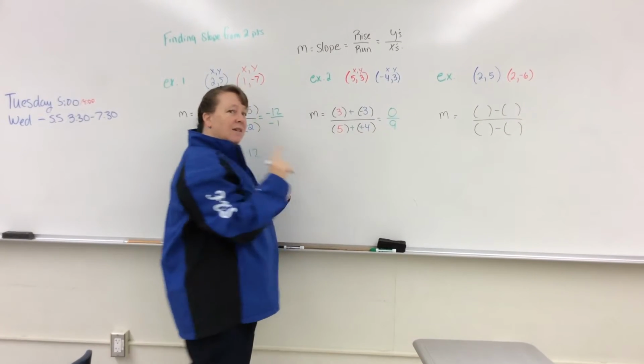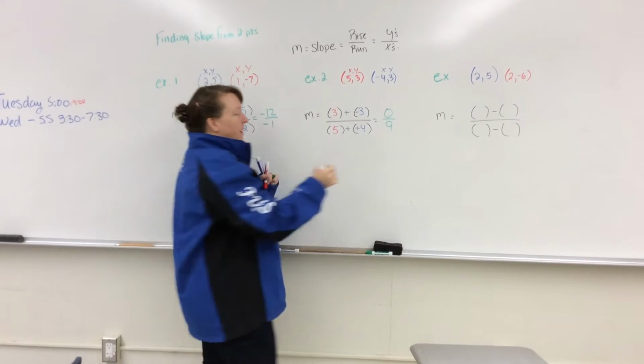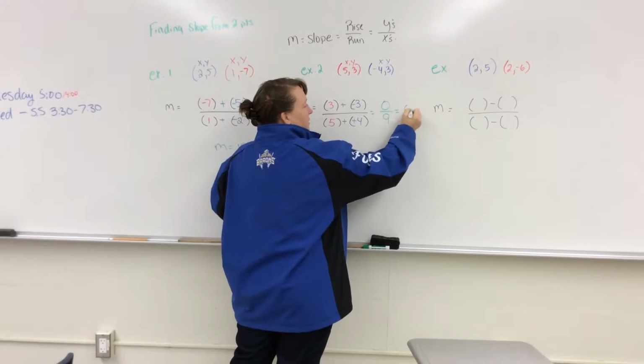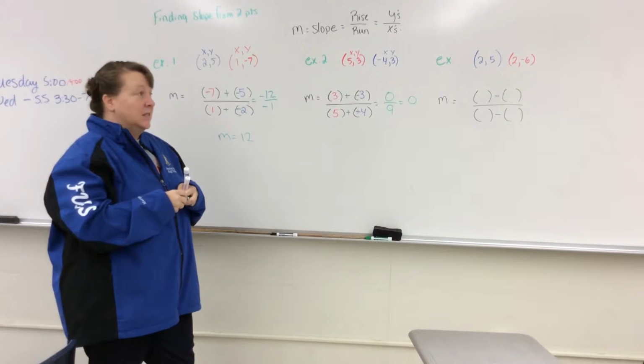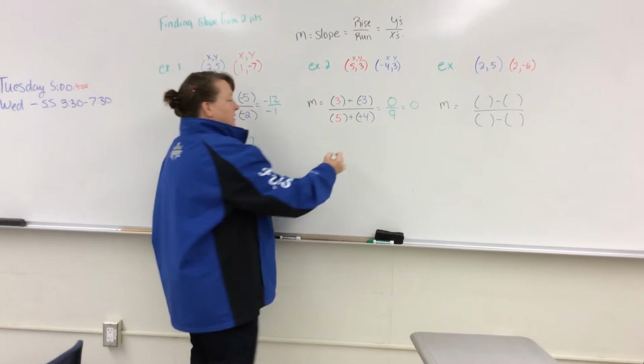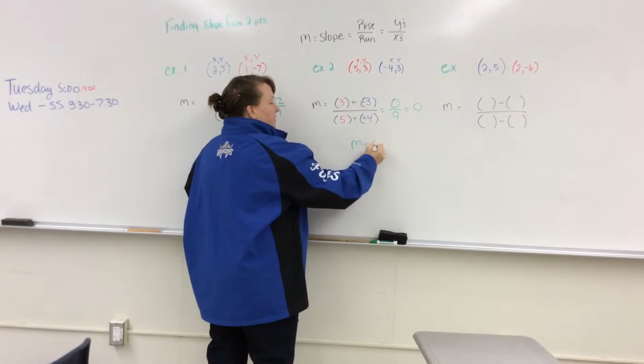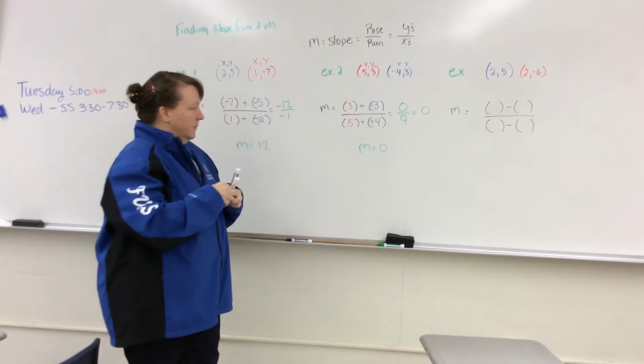But anytime that you have 0 on the top, the value is just going to be 0. So the answer is 0. Not 0 over 9, but 0. That is the neatest way to write that. So the slope is 0.